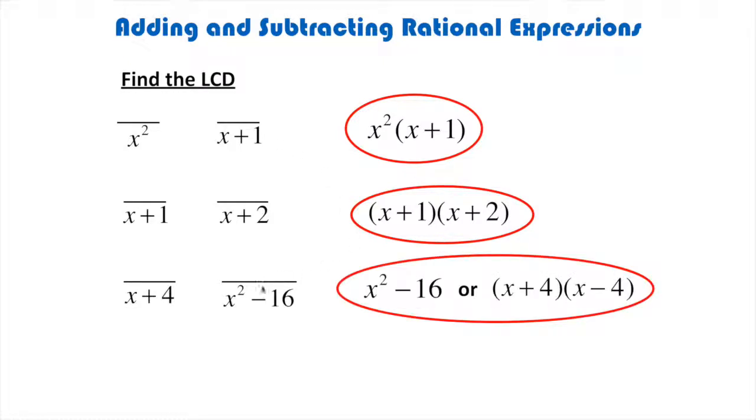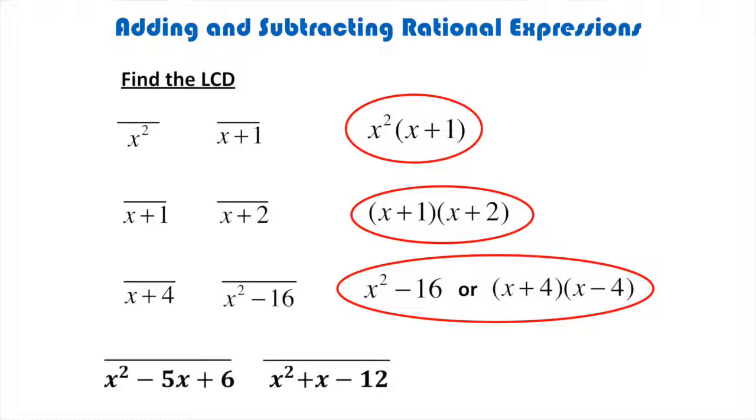Check your answer here. Now hopefully you could determine after you factored this one that it's an x plus 4 times x minus 4. So then the lowest common denominator would be x plus 4 times x minus 4. That's the lowest by far. If you did x plus 4 times x squared minus 16, that is a common denominator, but not the lowest common denominator, and that would become a lot more difficult to do.